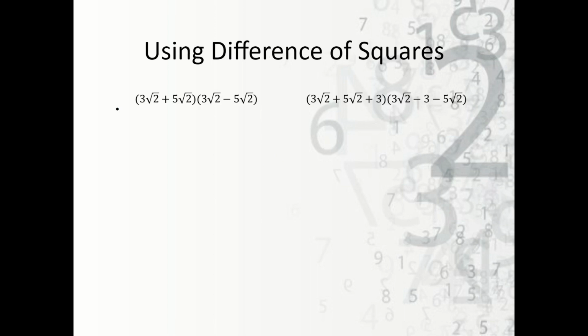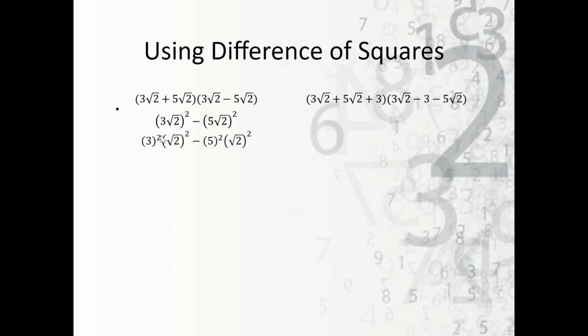Now how do we use difference of squares when dealing with roots? Well, what we should notice is this says 3 square root of 2 plus 5 square root of 2 times 3 square root of 2 minus 5 square root of 2. Well, we should notice that we have a, and a plus b and minus b. So we can rewrite this as a squared minus b squared. So we will take 3 square root of 2 and square that, minus 5 square root of 2 squared. Now when we square this, we're going to square the coefficient and square the square root. So 3 squared is 9 and square root of 2 squared is just 2.